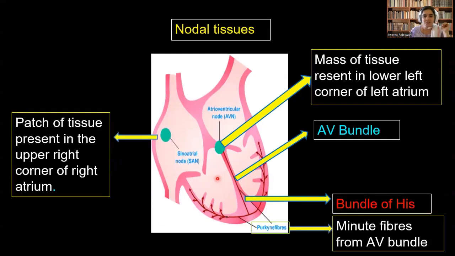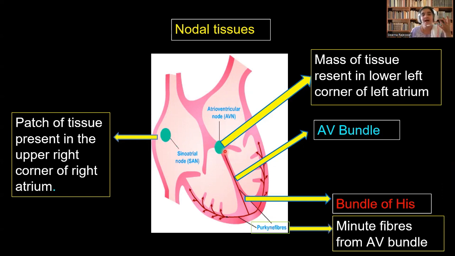So coming to the nodal tissues. What are these nodal tissues? These are patches of muscular tissue which are covering the layers of the heart. On the surface of the heart, there will be muscular patches of tissue, which we call nodal tissues. There are two nodal tissues. One is the sinoatrial node, that is SAN, and another is the atrioventricular node. The sinoatrial node is present in the right upper side of the right atrium, whereas the auriculoventricular node or AVN is present in the left corner of the left atrium.